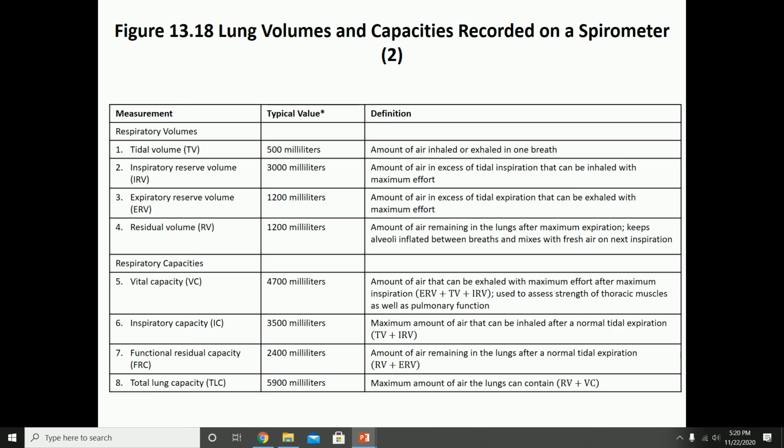Now, these are the definitions. Again, for the values, you don't want to worry about those, but you want to make sure that you're good with the definitions.